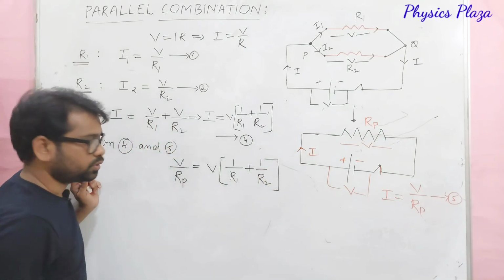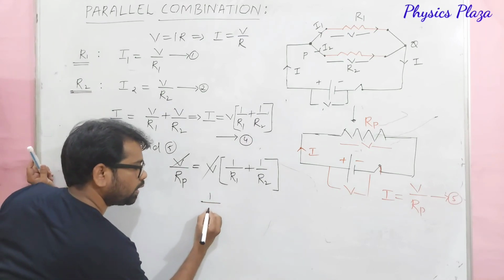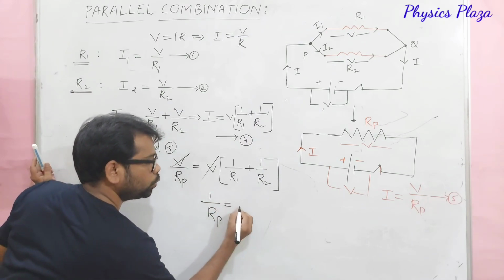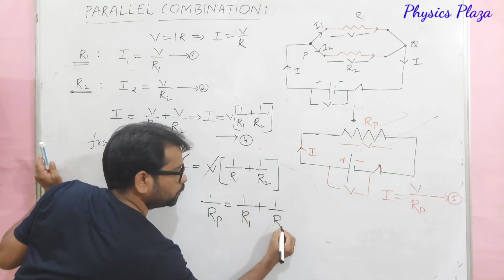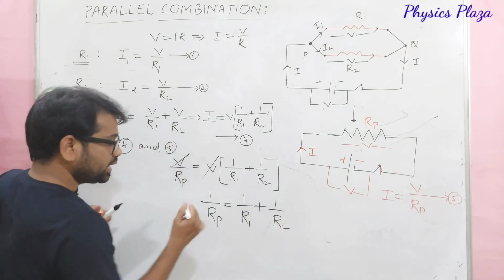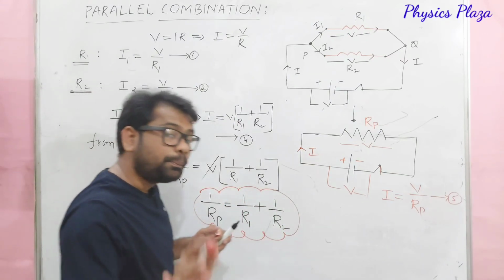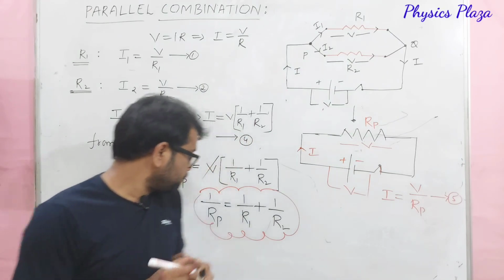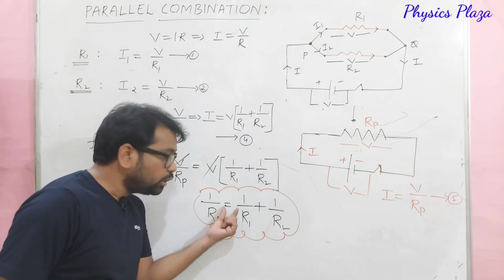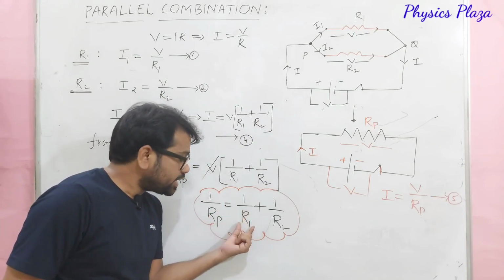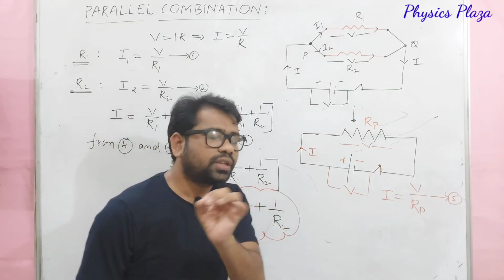1 by R1 plus 1 by R2. Here V gets cancelled. Then it will be 1 by RP is equal to 1 by R1 plus 1 by R2. So children, this is the resultant resistance when two resistors are connected in parallel. Here the reciprocal of the resultant resistance is equal to the sum of the reciprocals of the individual resistances. This is what it concludes.